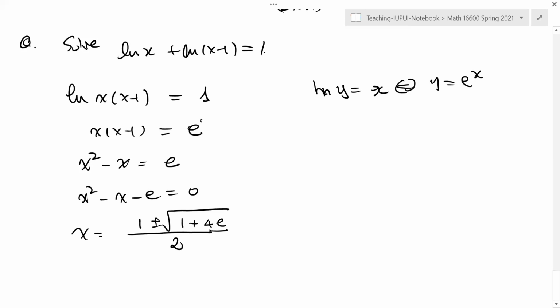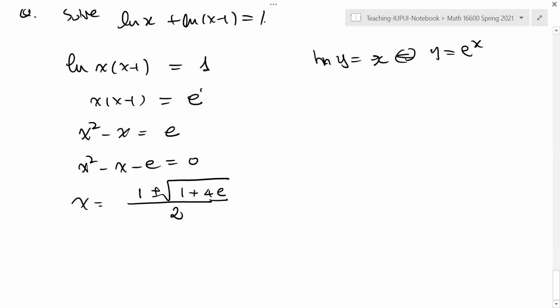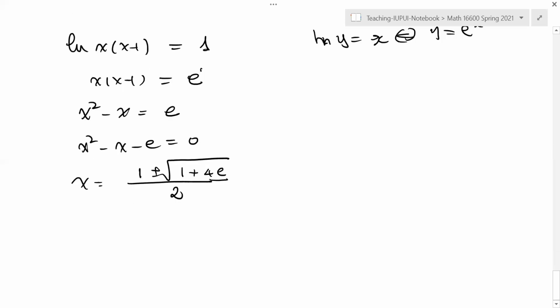And one of them is negative, so of the two solutions, the answer will be x equal to the positive one. The other one is negative because when choosing the negative sign, the second term is larger than the first term, so it's negative. So this is the answer.